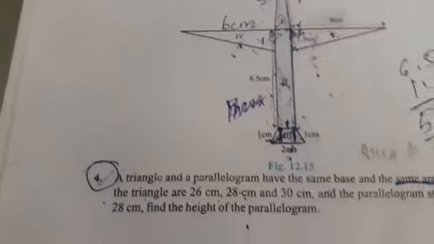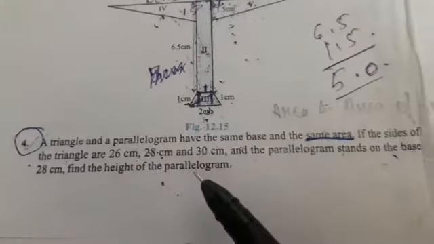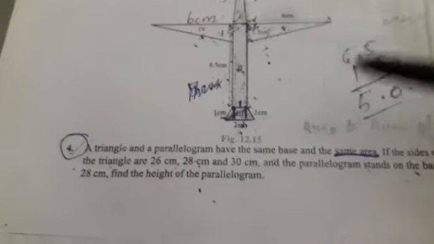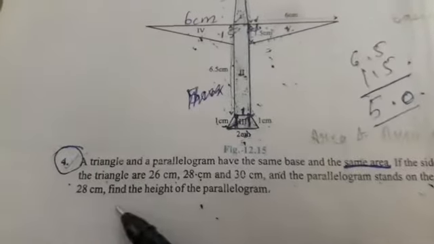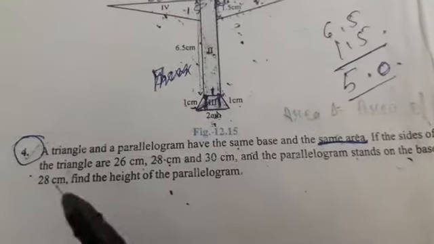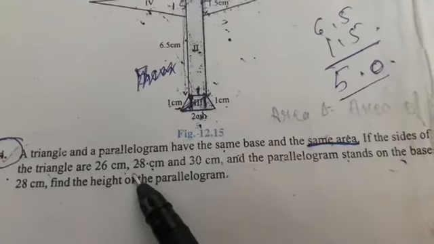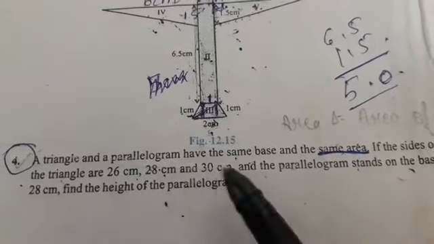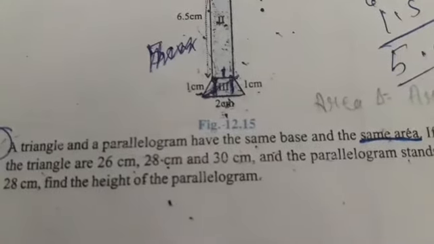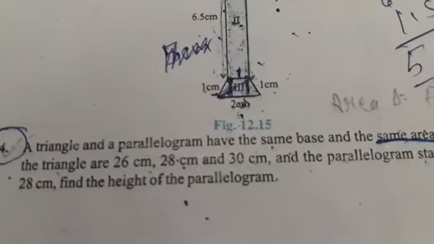Now coming to the fourth one, and after this we are going to stop. You will complete all these 4 questions in the notebook. If you have any doubt, you can ask me. A triangle and a parallelogram have the same base and the same area. Now the sides of the triangle are given: A 26, B 28 and C 30 centimeter. All are in centimeter.